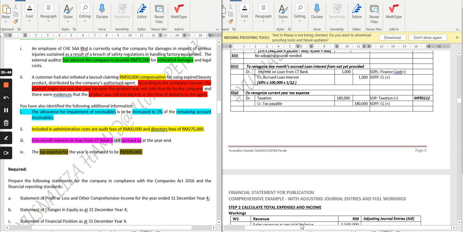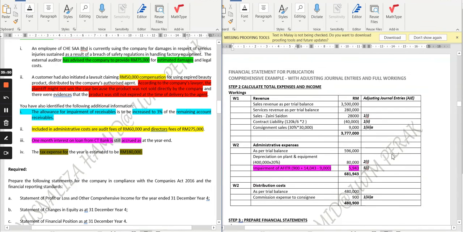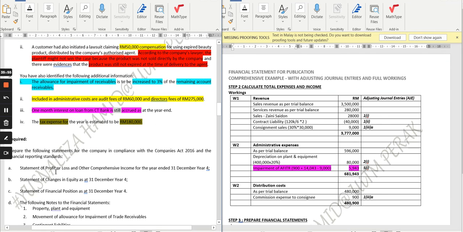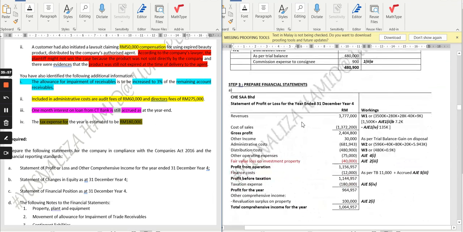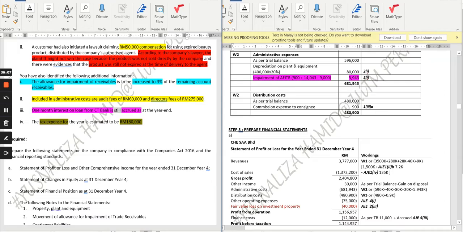Okay, let's do the preparation. So these are the workings for the revenue. You can work out now before you start with your SOCIE. Remember, you want to start off with this item, 3777 million. But the workings, you can either do it here, but I'm trying to make it more organized, so I'm going to show it here.